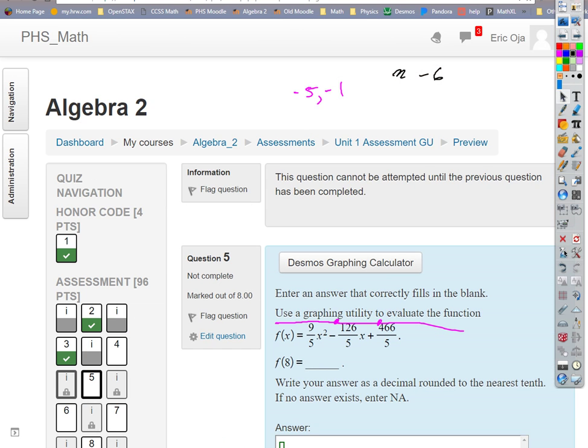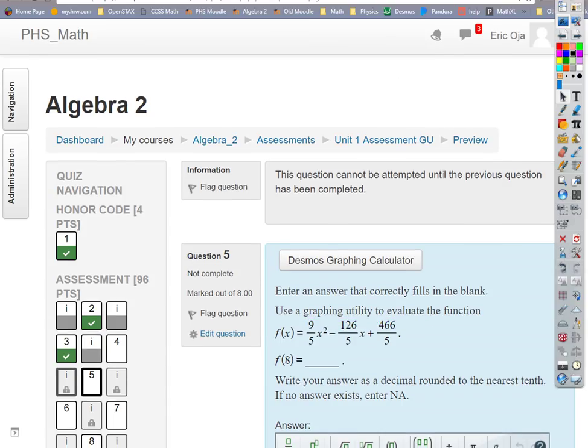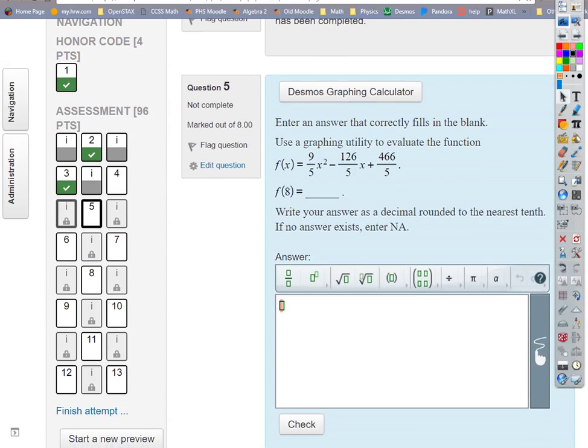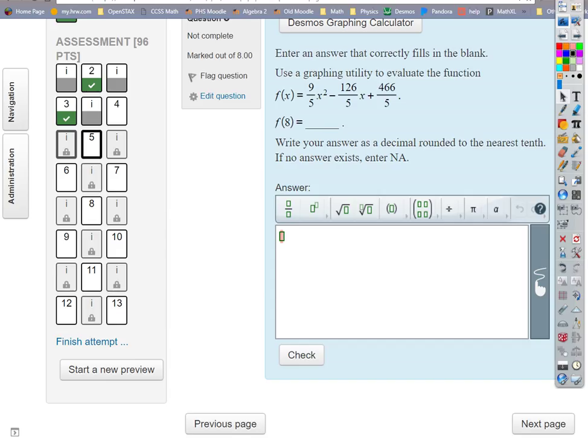Okay. So then what about this? Same kind of thing. Well, actually, not quite the same kind of thing. We can use Desmos though, right? So here's one where we're given a function. I want to evaluate that function when x equals 8. So technically all I'm doing is plugging 8 in for all the x's, right? But we can let the technology do that for us because this is a graphing technology test.